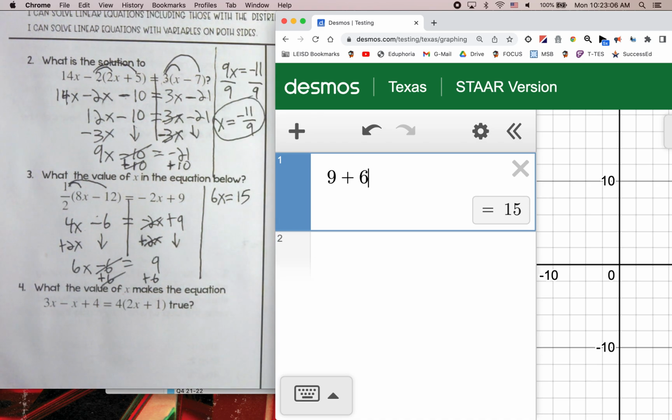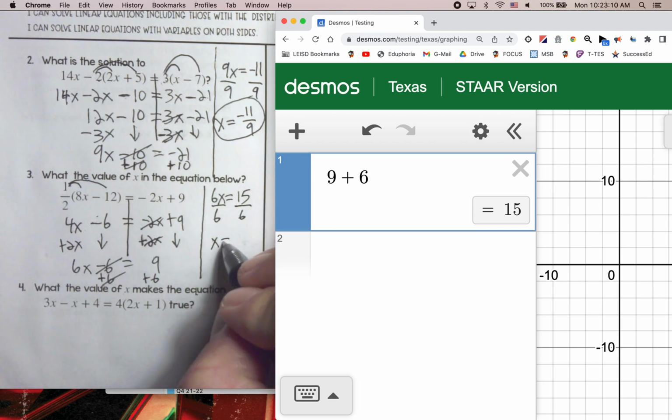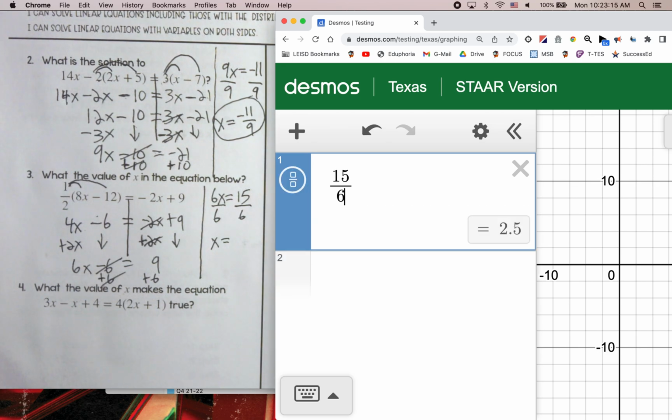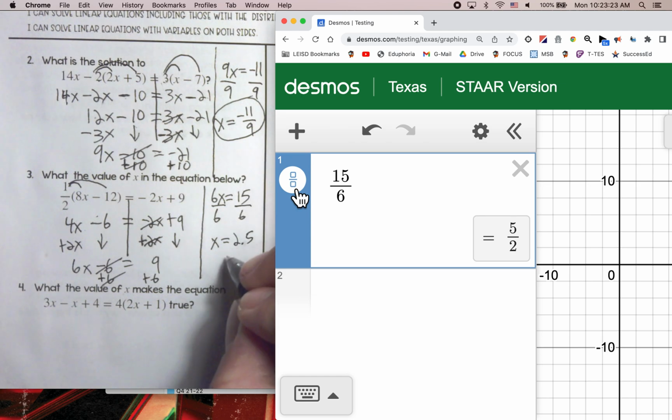Okay. And then the last step is we're going to divide. So I'm going to divide both sides by the coefficient of 6. And I'm going to type that in my calculator. So I'm going to say it's 15 divided by 6, 2.5. Or as a fraction, if I hit that little button on my Desmos, 5/2. So x equals 2.5, or x equals 5/2.